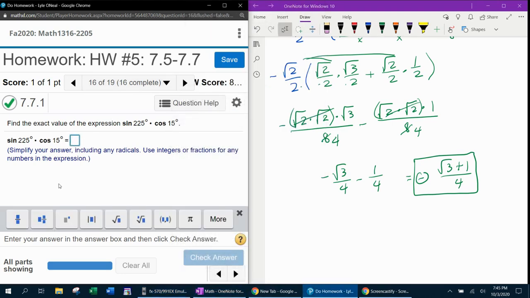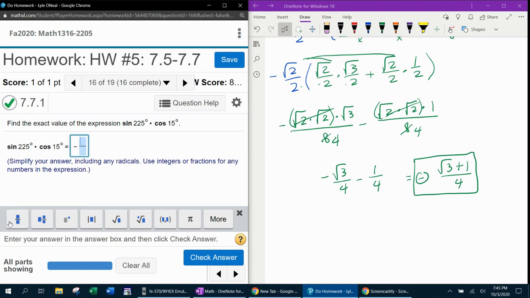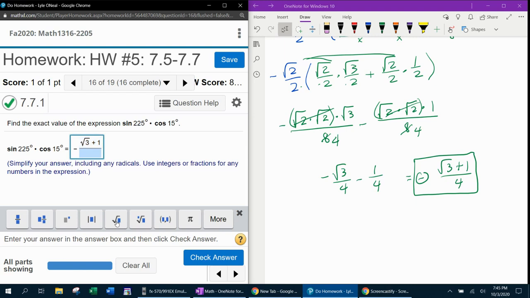Let's put it into MyLab Math and see if it likes it. Negative fraction. I'm going to put in my answer the way I have it. Square root of 3 plus 1 all over 4. Again, it shouldn't matter what order the 1 and square root of 3 are in.